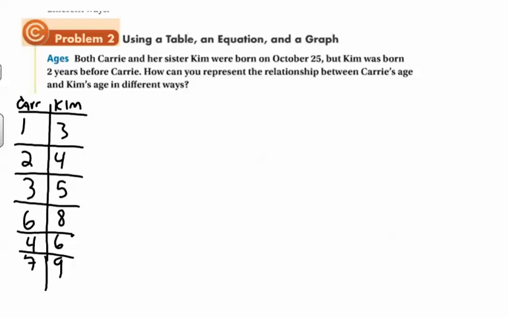You could come up with an equation. If I call Carrie's age the x and I make Kim's the y, then how do I get Kim's age? I take whatever Carrie's age is and I add 2 to it, right? So there's a table and there's an equation. I could even graph this if I wanted to. Check it out.